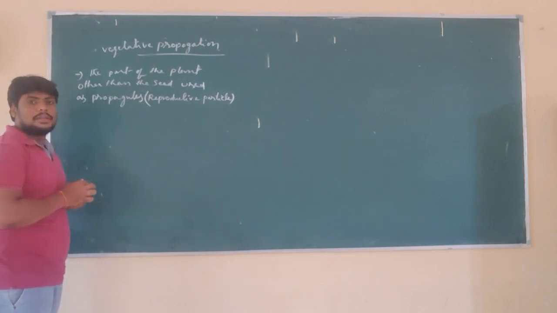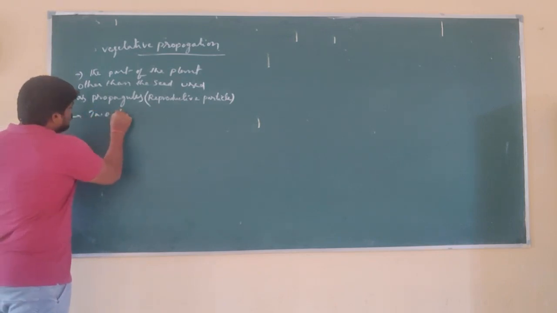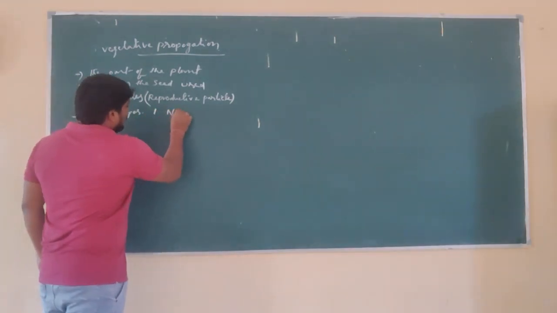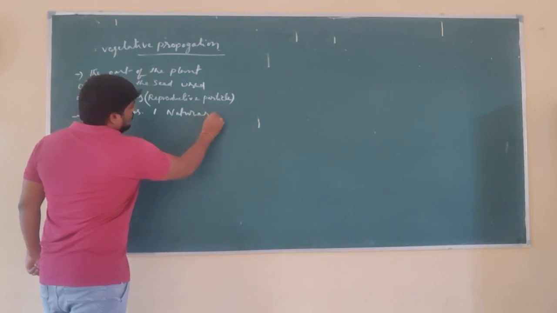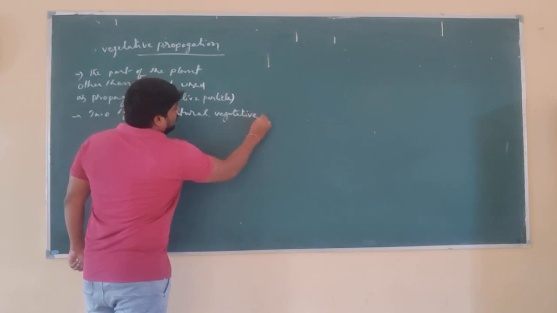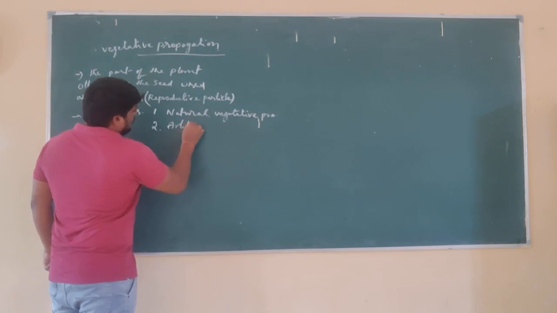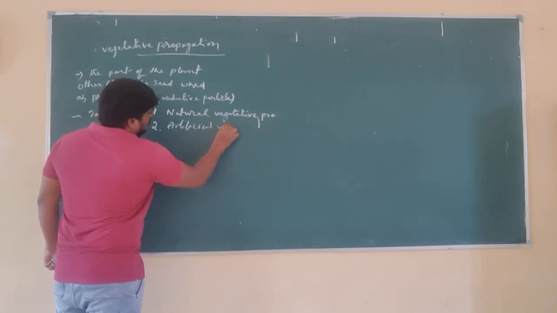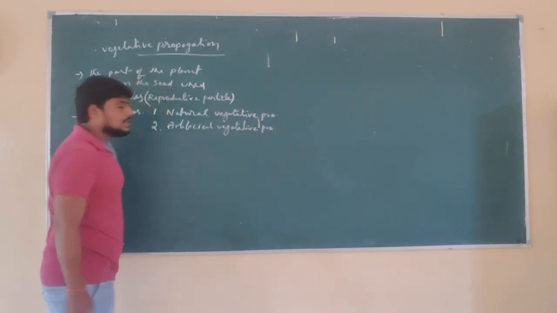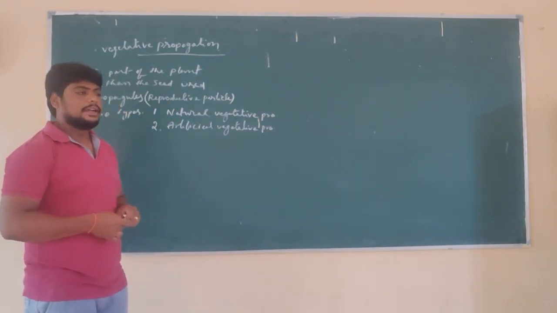These vegetative propagations are of two types. How many types of vegetative propagation are there? It is of two types. Number one, natural vegetative propagation, and next, artificial vegetative propagation. These are the two methods of vegetative propagation which are followed by different plants.